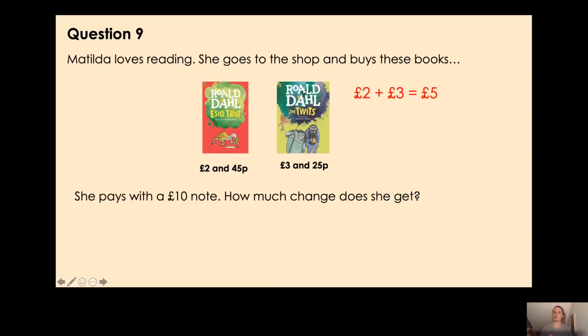And now let's focus on the pence. So 45 plus 25 equals 70. So there we go. These 2 books together will cost Matilda £5.70. Now she is paying with a £10 note. Okay, so we need to find the difference between £5.70 and £10.